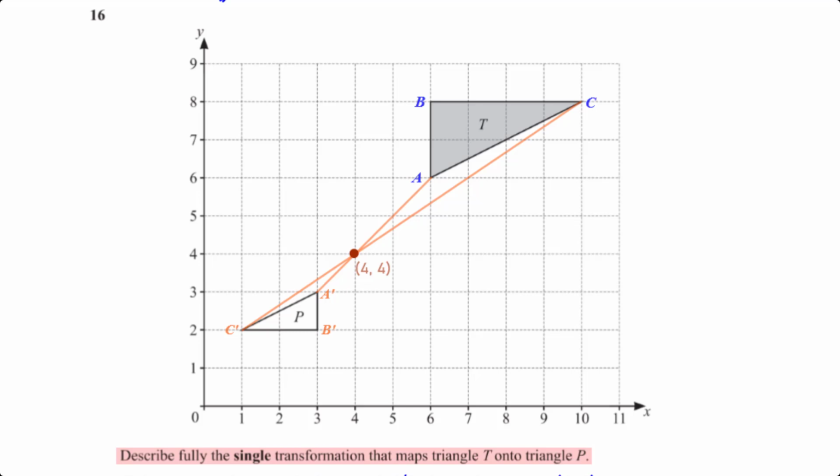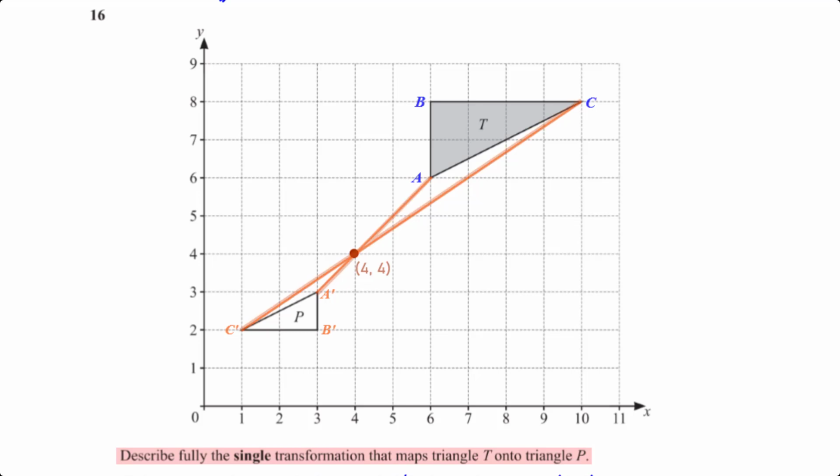Describe fully the single transformation that maps triangle T onto triangle P. When we look at both triangles T and P, we can tell straight away that this is an enlargement by a scale factor of half because each of the sides of the image, which is triangle P, is half its corresponding side in triangle T. This is a negative scale factor because both triangles do not have the same orientation. Triangle P is flipped. From here, all we need to do now is to find the center of enlargement.